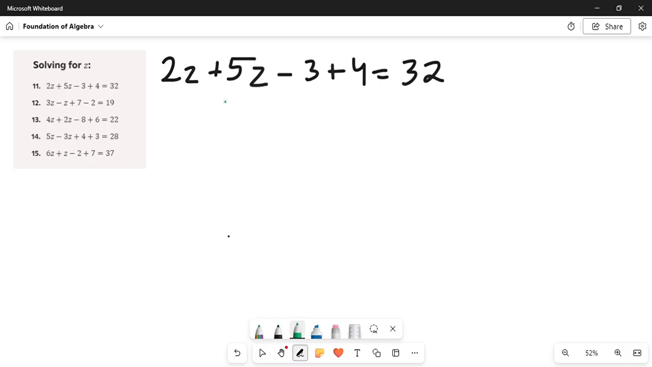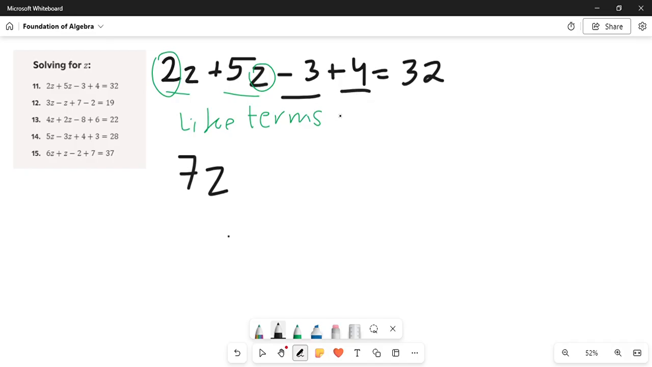Now, 2Z and 5Z are like terms because they have the same variables here. It doesn't matter if you have different coefficients, which are numbers with the variables. What really matters is that the variables are the same. So we can add, subtract, multiply, divide the like terms. So 2Z plus 5Z, we can add the coefficients. 5 plus 2 is 7. 7Z.